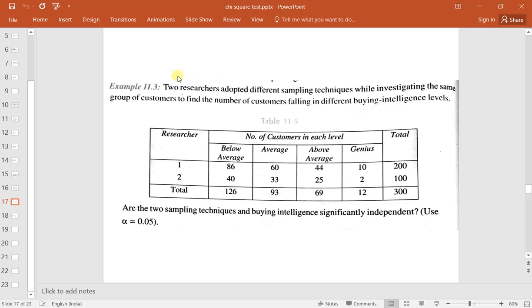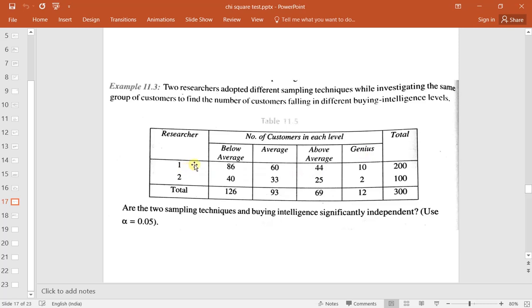What are the two things? There are two researchers, and there is something called different buying intelligence levels. So we will put these researchers here, researcher 1 and 2, and the number of customers in each level. So what is that level? Buying intelligence level. We'll start with below average, then average, above average, and genius. Okay, there are people who are genius, who make proper decisions, who try to get maximum value out of the products that they buy in their lifetime.